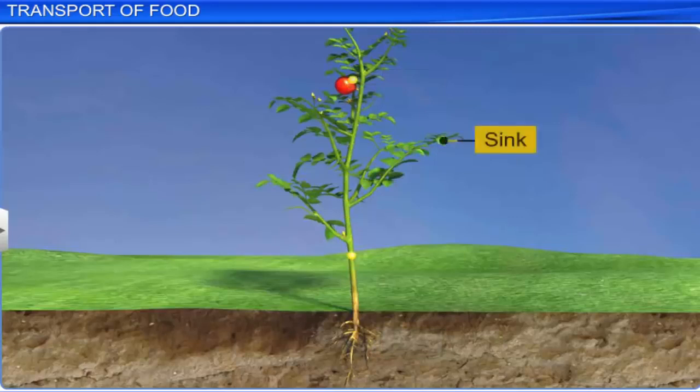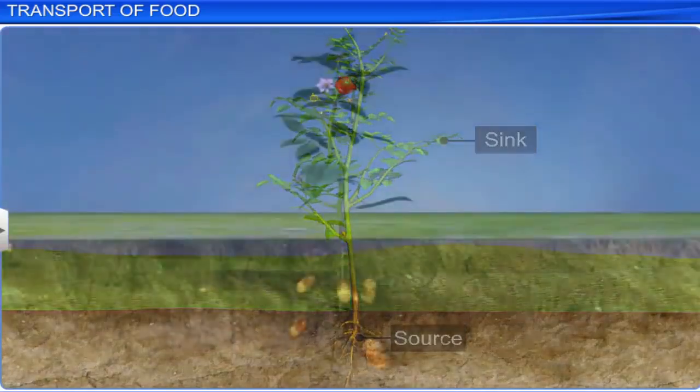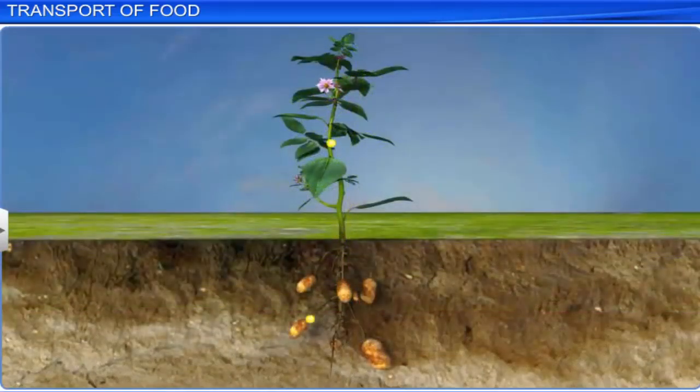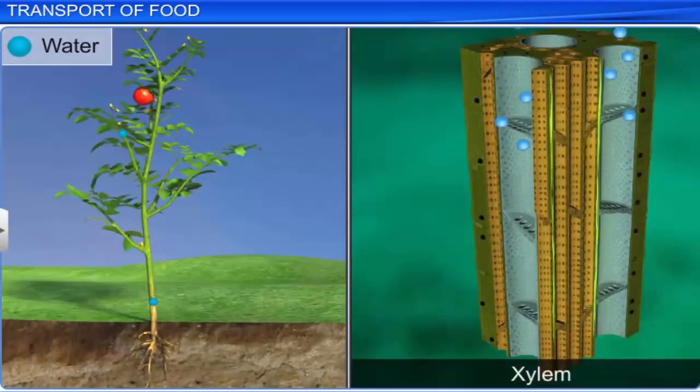However, sink and source roles can be reversed depending on the plant's needs. For example, sugar from the roots may need to be mobilized to a flower bud when they need energy for growth. Therefore, food transport by phloem is bidirectional, both upward and downward. The direction is determined by the concentration of sucrose. This is in contrast to water transport in xylem, which is always upward and unidirectional.